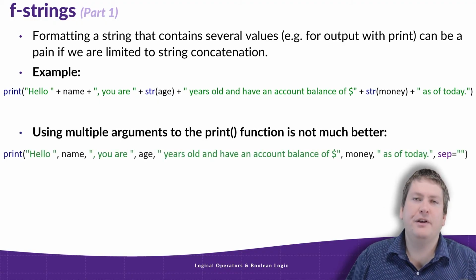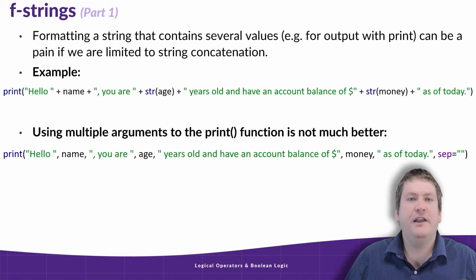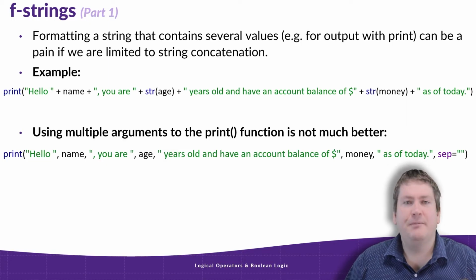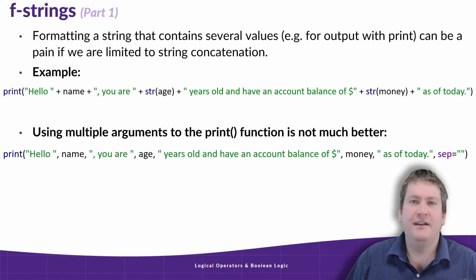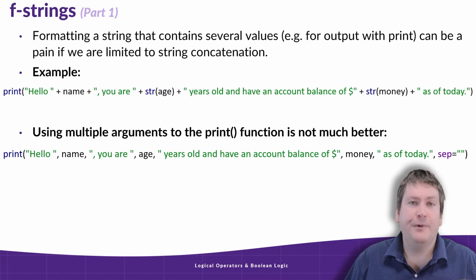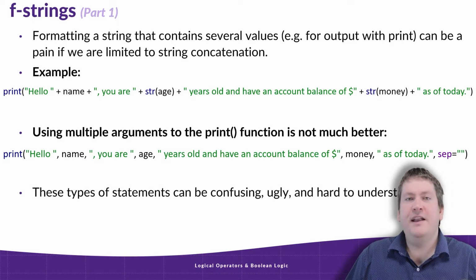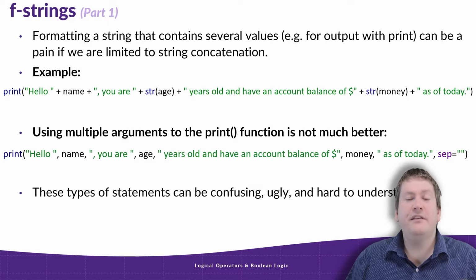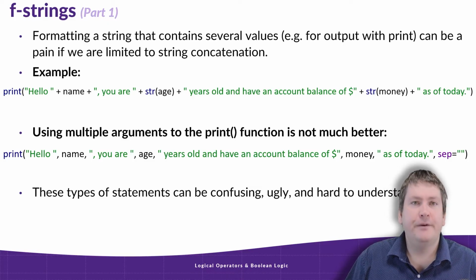We could also use the print command, give them all a separate value. At least we don't have to do casting there, but that's a bit of a pain and we have to manipulate that separator to get the spacing right. Again, it's not that much better, and it's still a bit ugly and hard to deal with. And these statements can be quite confusing and hard to understand. So what is an alternative approach we could take?